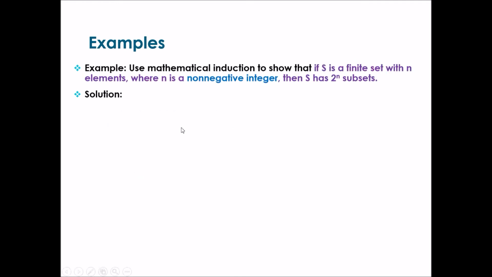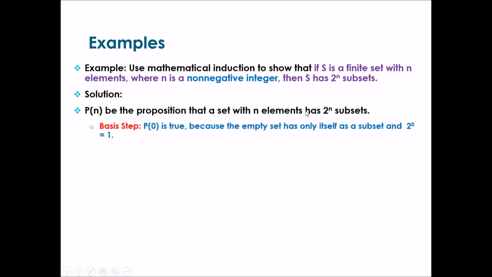Okay, next example: use mathematical induction to show that if S is a finite set with n elements, where n is a non-negative integer, so n can be 0, we can have an empty set as well, then S has 2 to the power n subsets. Since this statement is for non-negative integers, we'll start with P0. So let's write Pn first. Pn is the proposition that a set with n elements has 2 to the power n subsets.